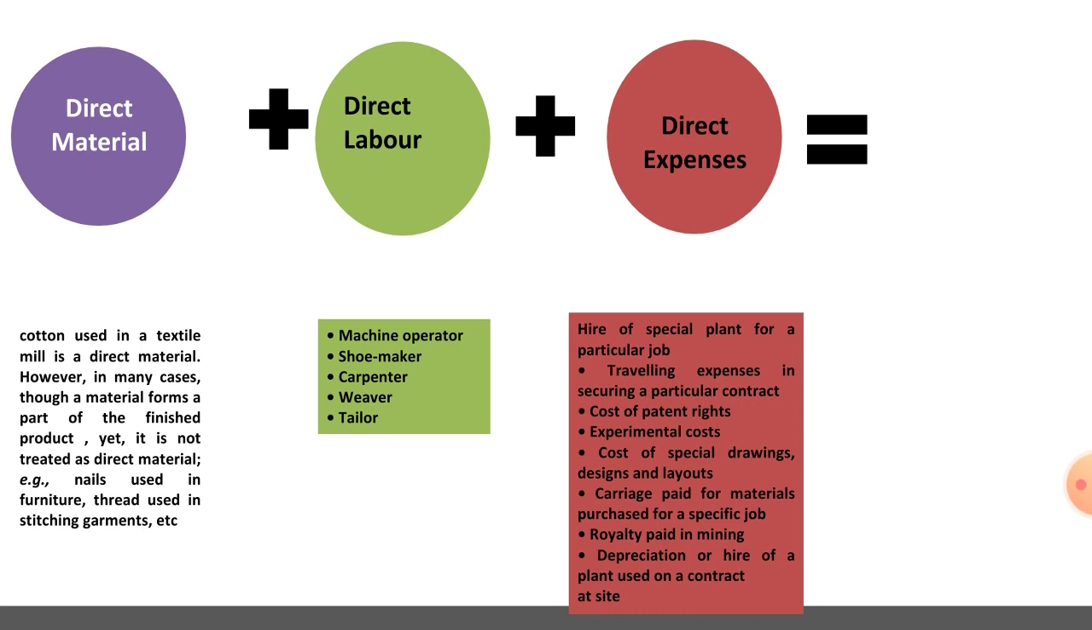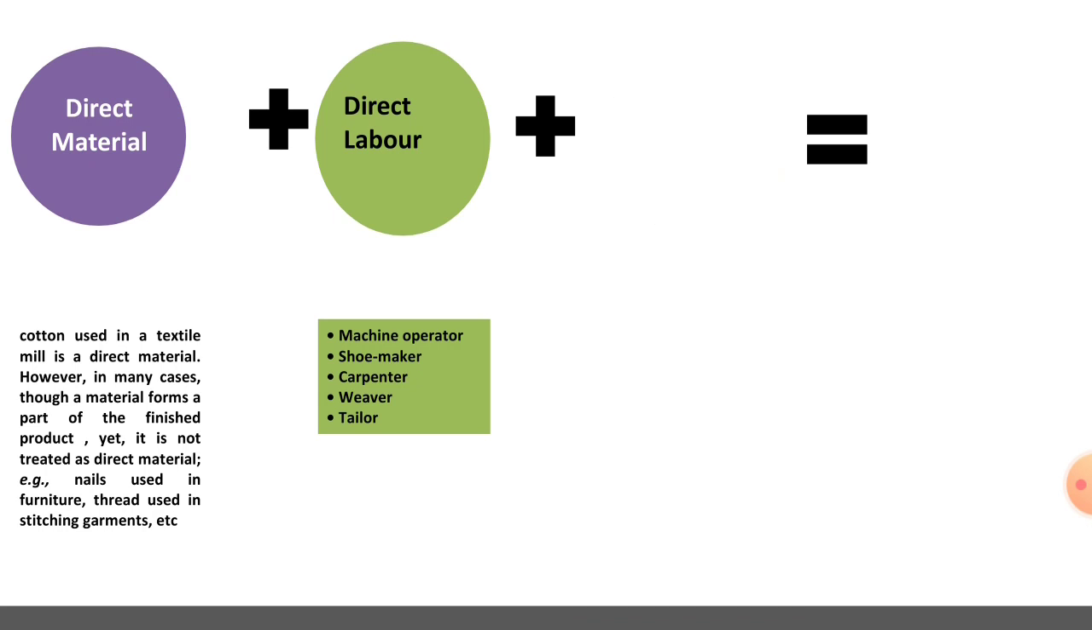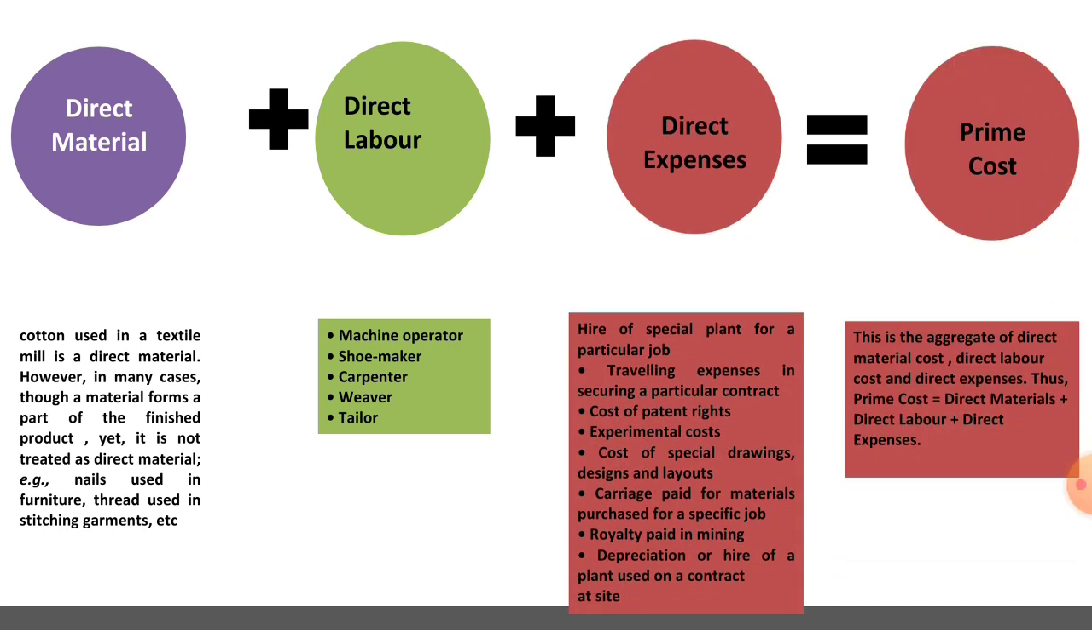When we club together direct material, direct labor and direct expenses, we get the prime cost. So prime cost is nothing but the real and the first basic cost of a product, because without these three basic ingredients, cost cannot be incurred, and therefore this cost is called prime cost. So it is the aggregate of direct material, direct labor and direct expenses.